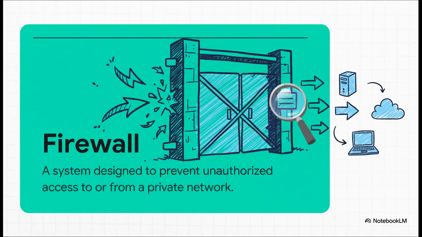So if your antivirus software is the sentry, the firewall is the gatekeeper for your entire network. It inspects all the data traffic, both coming in and going out, and if a message doesn't meet the security rules, bam, it's blocked. It's what helps keep unwanted visitors out of your private network.